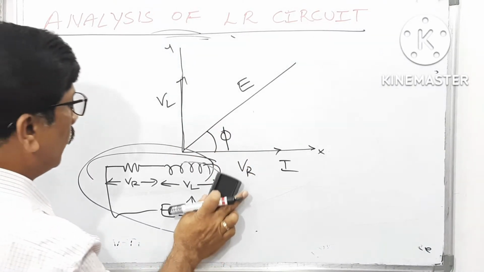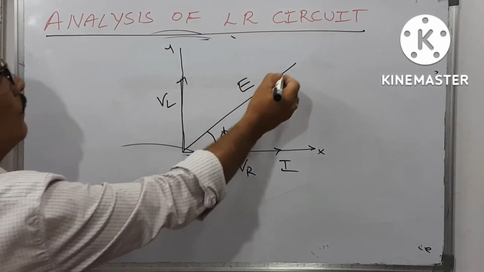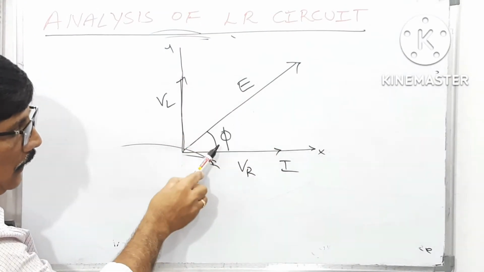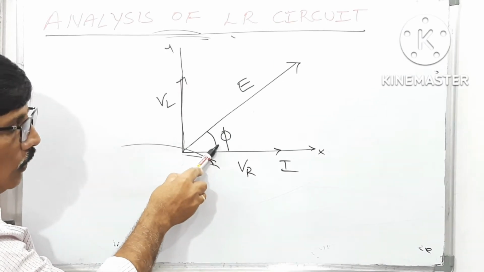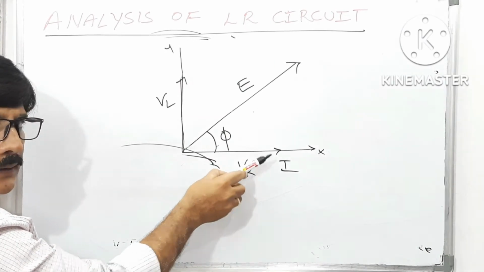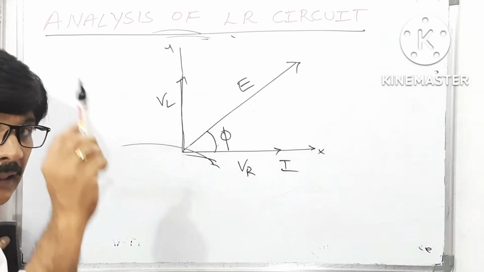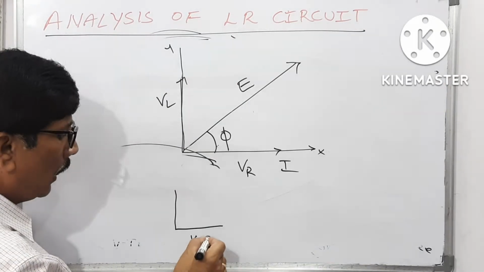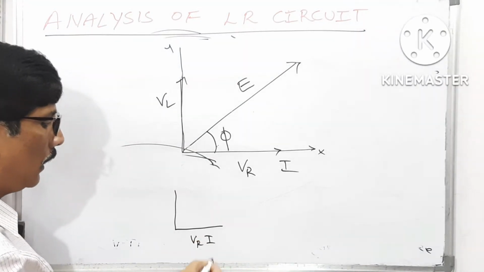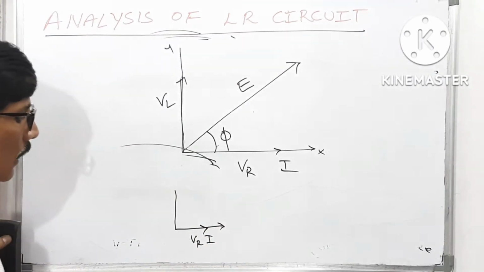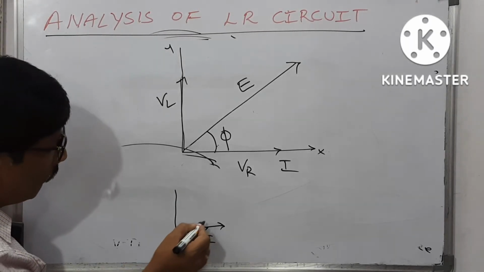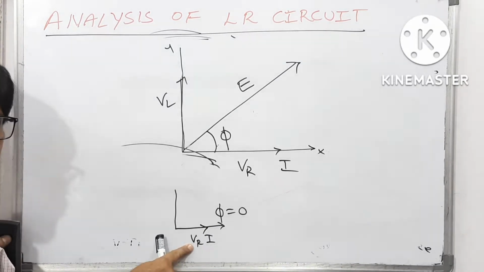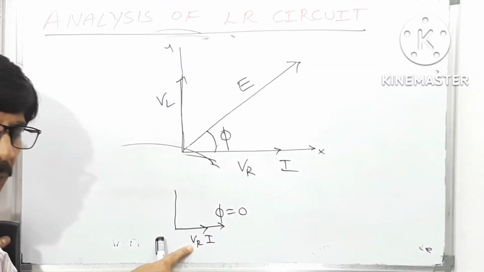This net EMF at any instant makes a certain angle phi. So this is about the phasor diagram. The phasor showing the instantaneous EMF at any time makes an angle phi, called the phase angle, with the x-axis. When I was explaining the pure resistor, the voltage across the resistor and the current in the resistor were in the same direction. So the phase angle there is 0.